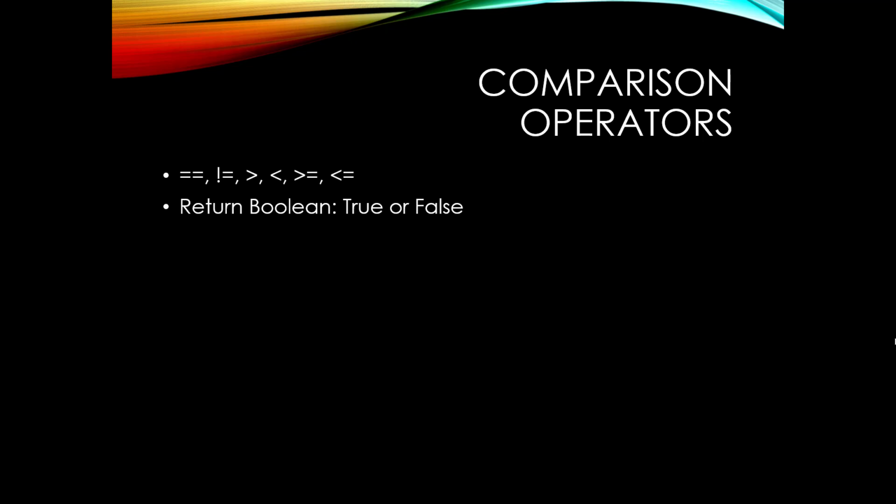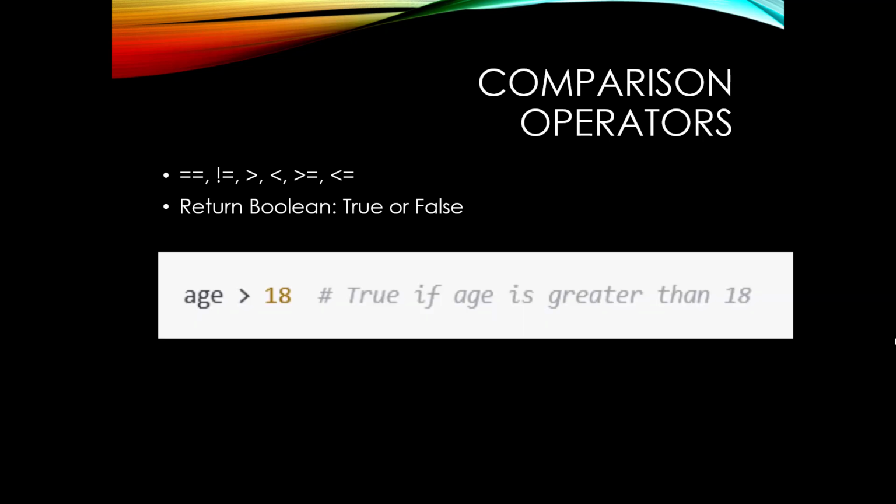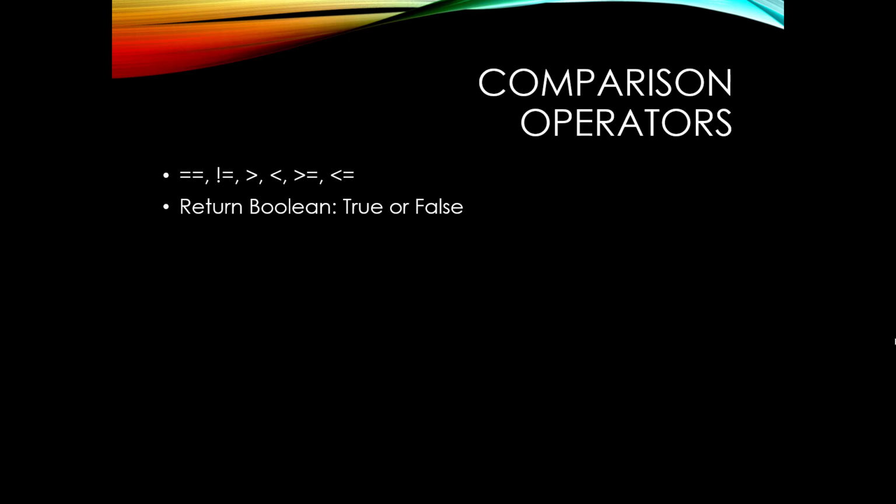Use them to evaluate expressions like age greater than 18. It returns true if age is greater than 18. Now, if you want to check age greater than or equal to 18, it will return true only if age is greater than or equal to 18.